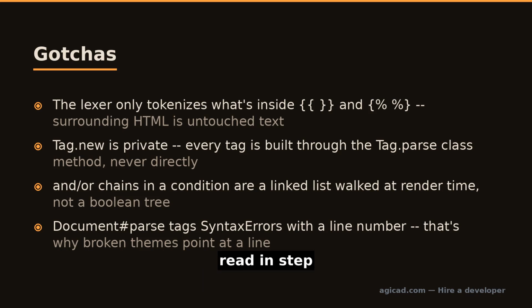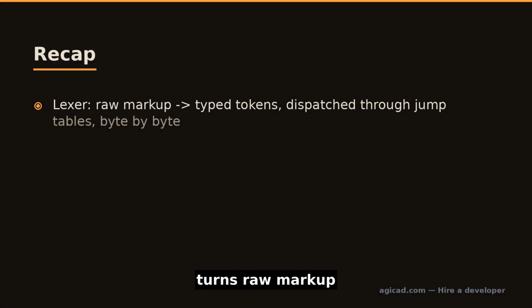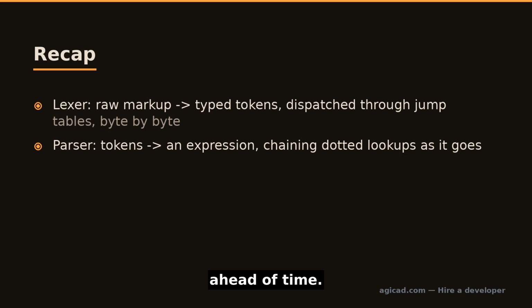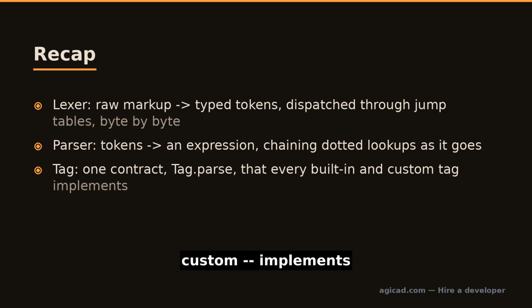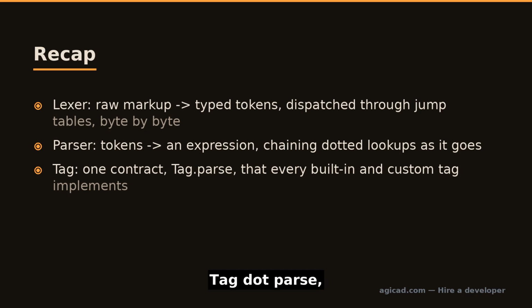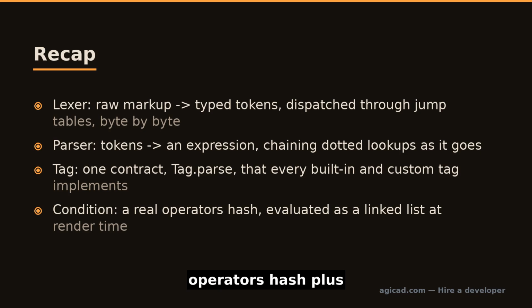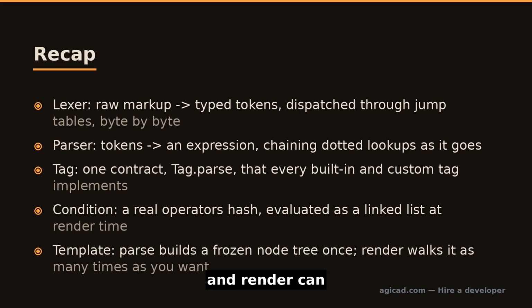Let's pull it together. The lexer turns raw markup into typed tokens, dispatched byte by byte through jump tables built once, ahead of time. The parser turns those tokens into an expression, chaining dotted lookups like product.title into one continuous piece. Every tag, built in or custom, implements exactly one contract, tag.parse, and we read that contract verbatim. A condition inside if or unless is a real operators hash plus a linked list, walked and evaluated only at render time, never earlier. And template ties it all together. Parse runs once and produces a frozen node tree, and render can walk that same tree as many times as you want, with different data every time. That's genuinely how a Liquid tag becomes HTML.